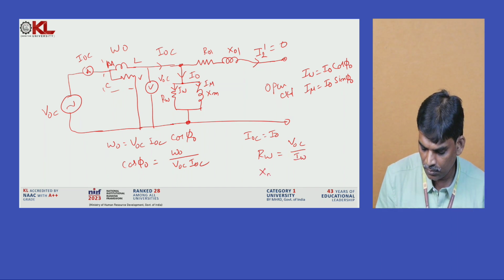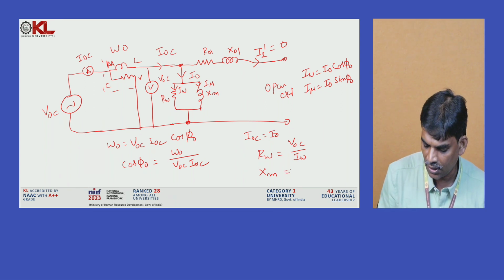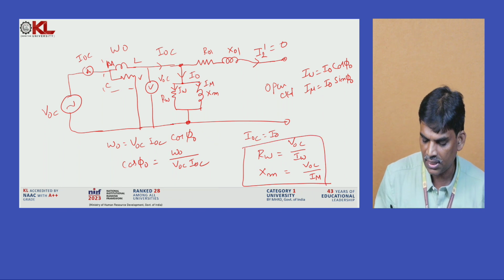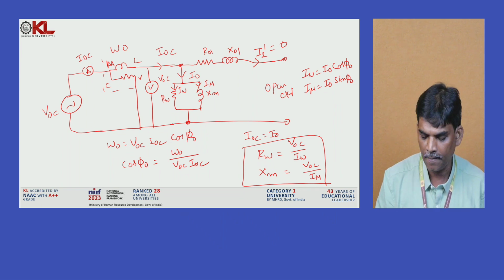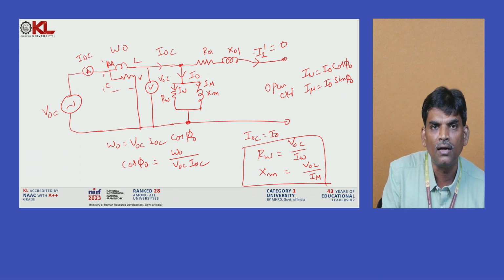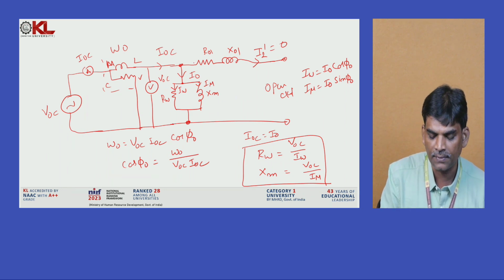Similarly, what is the XM value? Both of these shunt elements are connected in parallel to the applied voltage, so across this branch also the voltage is V_OC. Here V_OC by I mu gives us the XM value. So by using this test data we are calculating the shunt parameters of the equivalent circuit. Not only that, under OC test there is no current passing through the secondary winding, and only very little magnetizing current is passing, so that is neglected. So in the OC test the winding losses, that is the copper loss, are nullified.